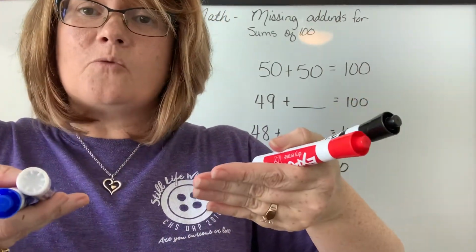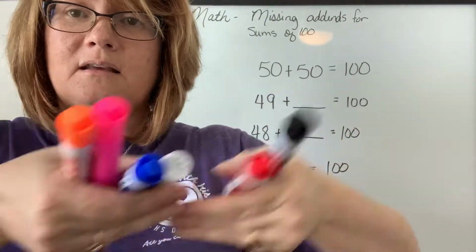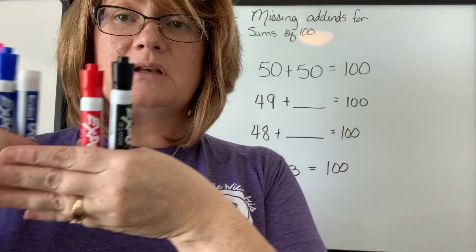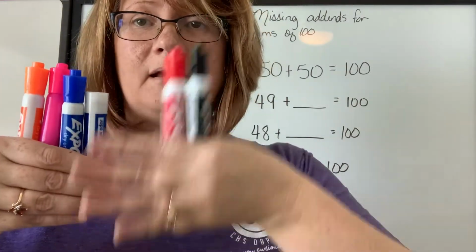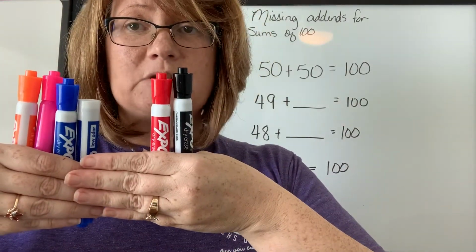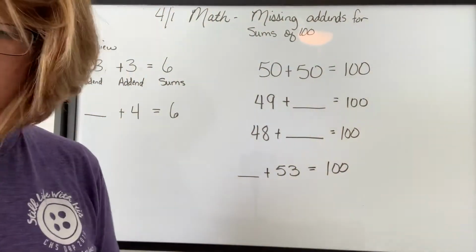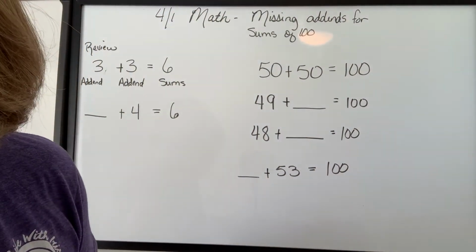Okay, so my sum, my 6, has to equal what's on the other side of the equal sign, which is my 4, and then my missing addend will be 2. Okay, so I'm just moving them around. I'm moving my numbers around. So that will be a 2.